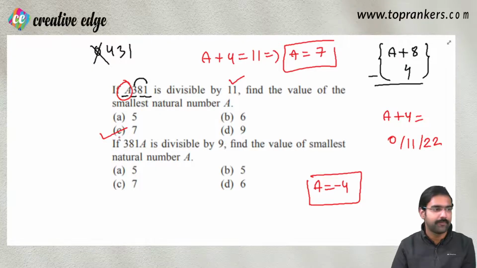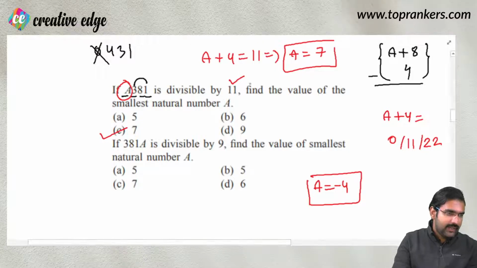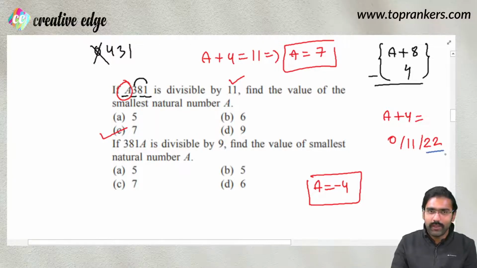I'll re-explain. Apart from that, I hope you are realizing हम a plus 4 को 22 के इक्वल नहीं रख सकते थे.